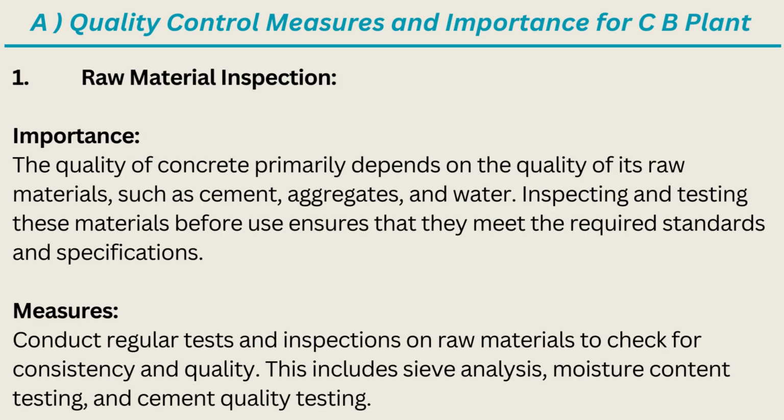1. Raw material inspection. Importance. The quality of concrete primarily depends on the quality of its raw materials, such as cement, aggregates, and water. Inspecting and testing these materials before use ensures that they meet the required standards and specifications. Measures. Conduct regular tests and inspections on raw materials to check for consistency and quality. This includes sieve analysis, moisture content testing, and cement quality testing.